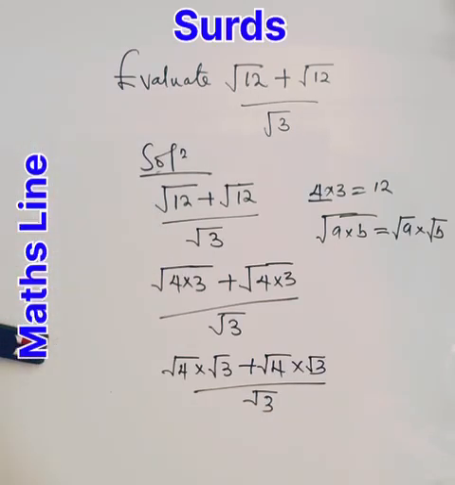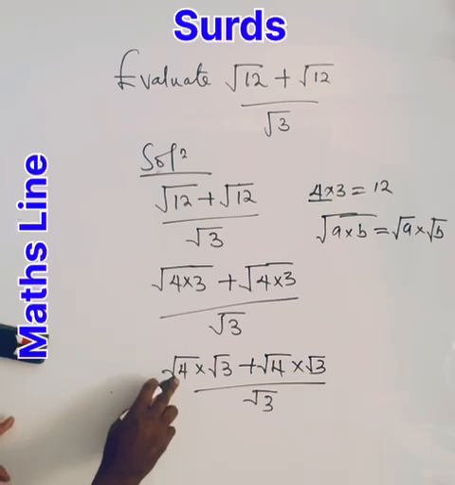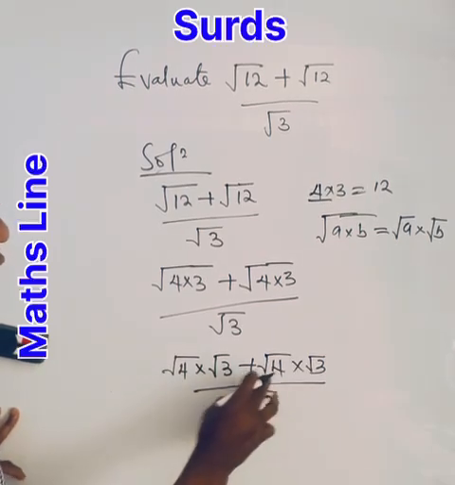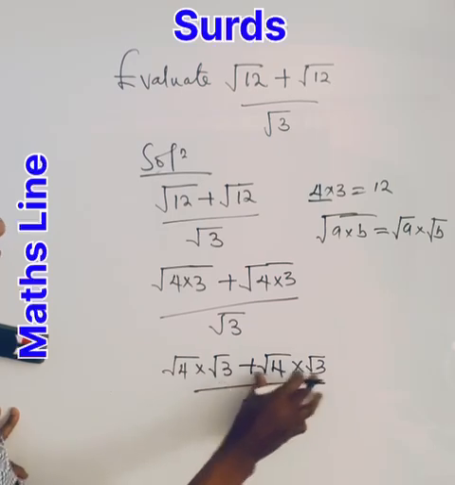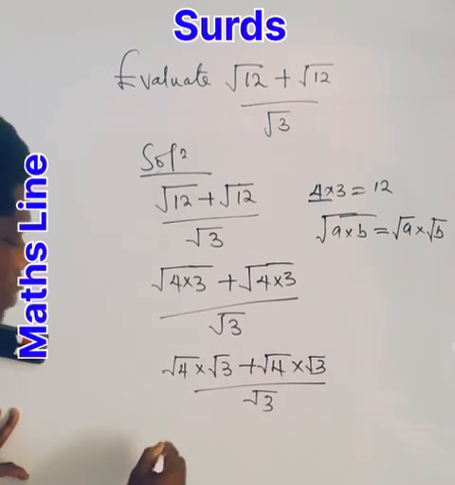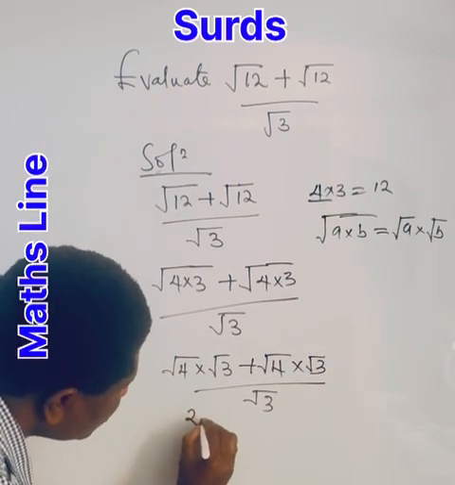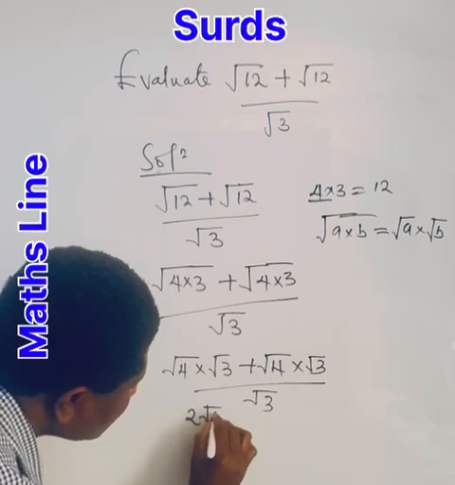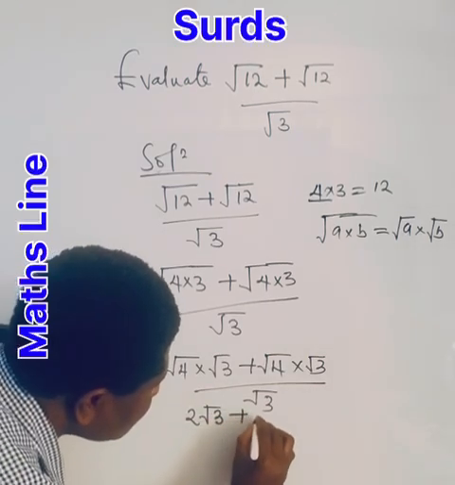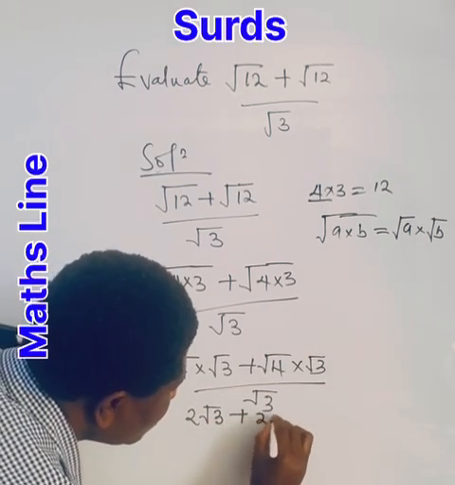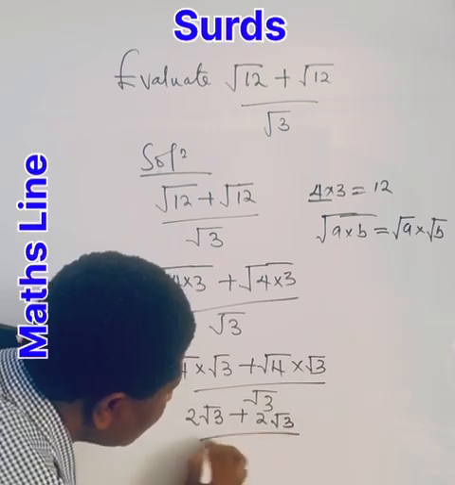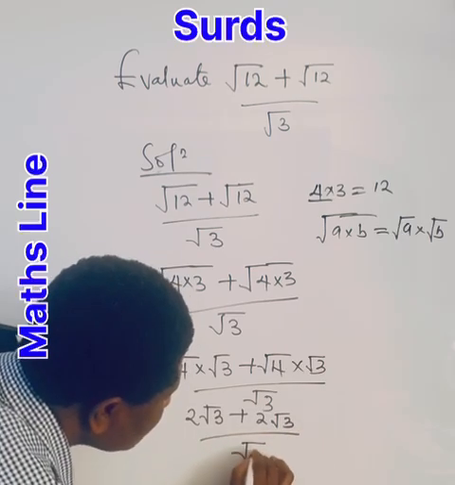If we do that, because we have a perfect square, the square root of 4 is 2, and the square root of 4 here is also 2. Because 3 is not a perfect square, we're not going to take the square root of the 3. So which means that we have 2 root 3 plus 2 root 3 all over root 3.